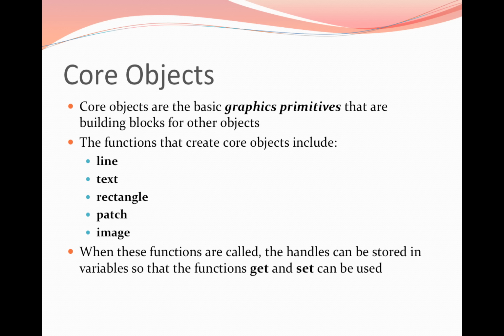Core objects are the basic graphics primitives that are the building blocks for everything else in a figure window. The functions that create core objects include line, text, rectangle, patch, and image. When these functions are called, you can store the result in handle variables so that you can use the get function to get the properties of the core object and the set function to set or change the properties.